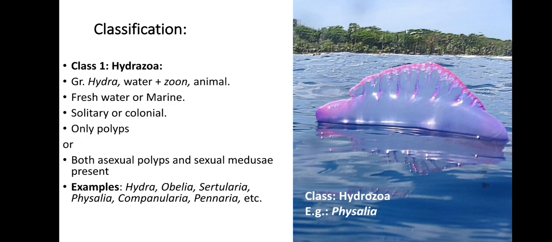So, here you find both freshwater and marine forms. For example, hydra, that is a polypoid form and it is a freshwater animal. So, you find them in fresh waters, small ponds and in lakes, whereas the rest of them are marine, found in seas and in oceans. And this might be solitary like hydra, or they might be colonial like obelia.